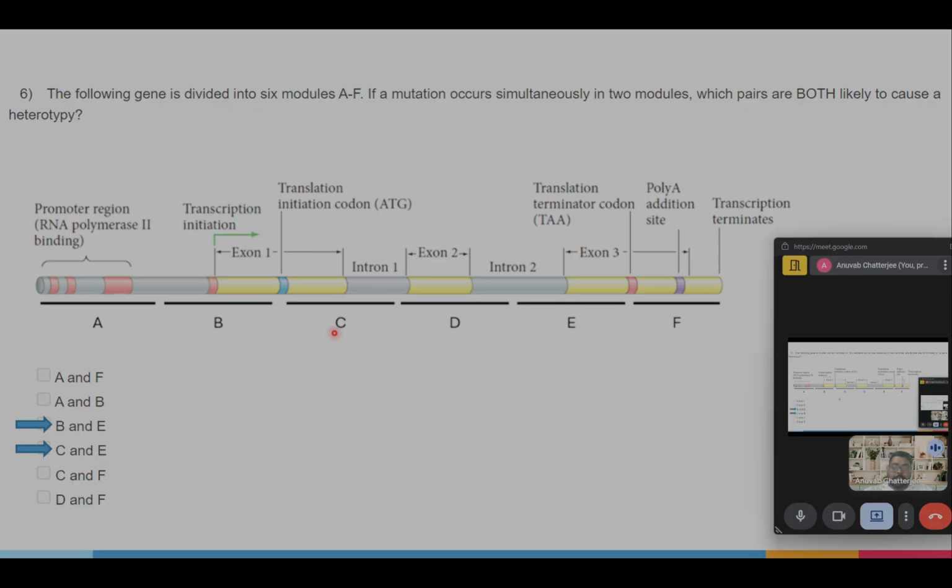C and E also does it. C just spans the exon, and E has the same thing as I said. C and F. So C spans the exon, so it could qualify, but F is present after the termination codon, and heterotopy requires changes in the protein sequence, so F can never give rise to changes in protein sequence, so it is removed from this. And D and F also have F, so even if D does a heterotopy, both of them cannot do heterotopies, so only these two options are the correct one.